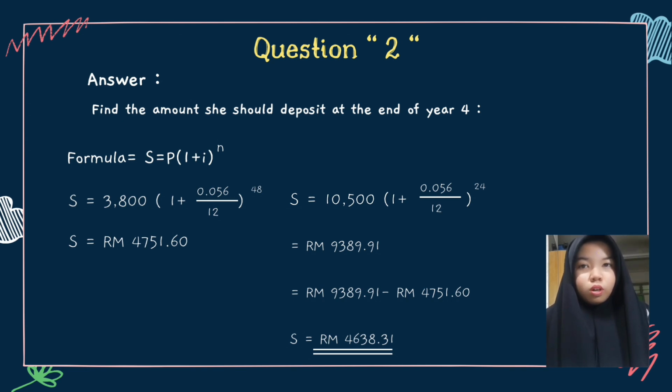In the second part, we want to find the principal needed to reach a target of 10,500 ringgit. For this part, the time frame is 24 months. Using the same rate, we find that the principal required is 9,389 ringgit and 91 cents. Finally, we find the difference between these two values by subtracting 4,751 ringgit and 60 cents from 9,389 ringgit and 91 cents. Our final result is 4,638 ringgit and 30 cents.